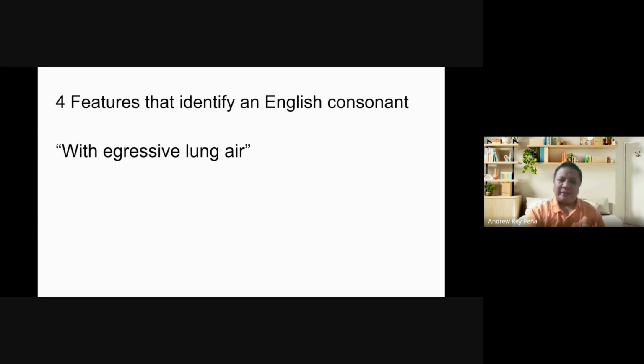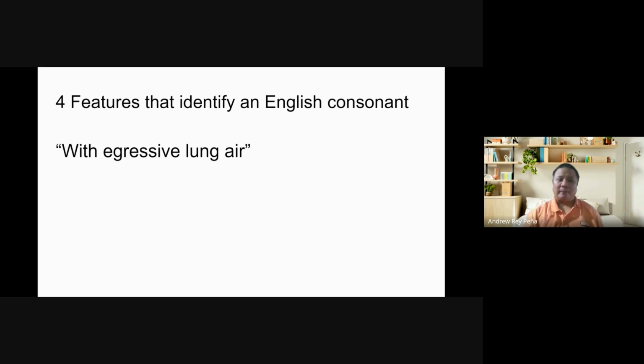But before that, let me clarify that in the case of English consonants, they are all produced with egressive lung air, meaning they are produced by having air come out of the lungs. It's possible in other languages that there is ingressive lung air, meaning it goes inside. The air, instead of going outside of the lungs, goes inside.